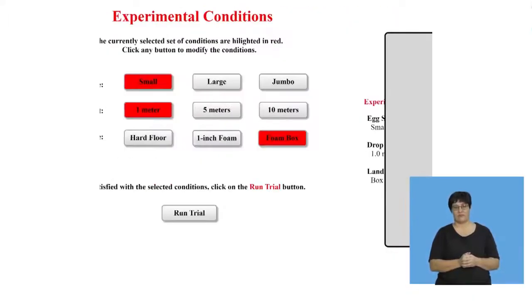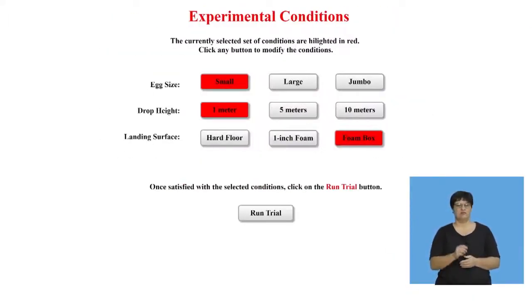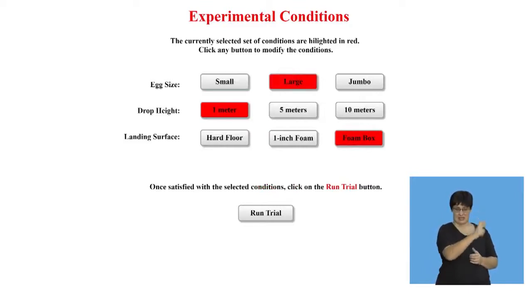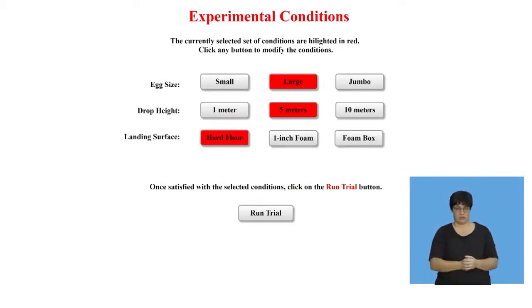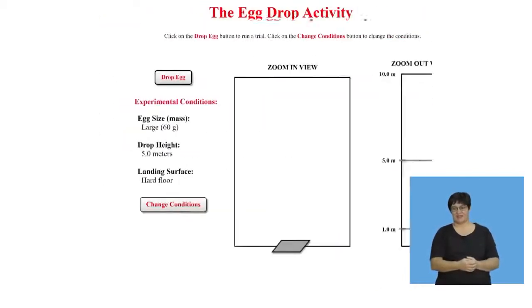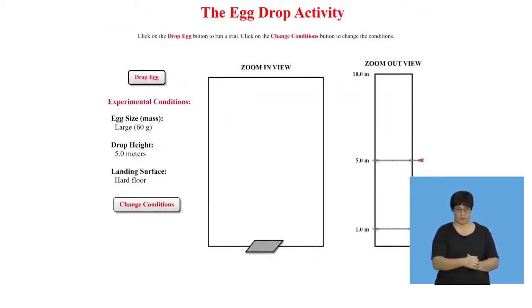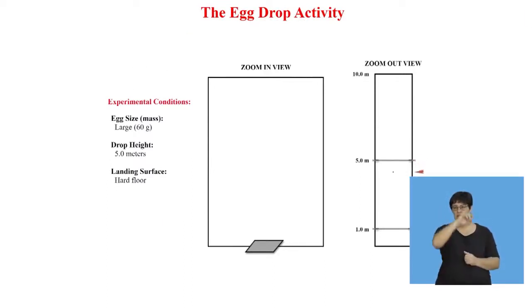Let's use a large egg, because we can. Let's drop the large egg from 5 meters and put it on a hard floor. I think we can all make a prediction as to what's going to happen, but let's do it anyway, okay? So we're going to drop the egg. You're going to see the egg a little bit on the zoom out view. The zoom in view is just the last meter. So here we go. The egg's dropping. We can see it, and here it comes.